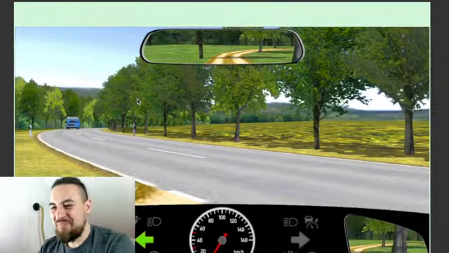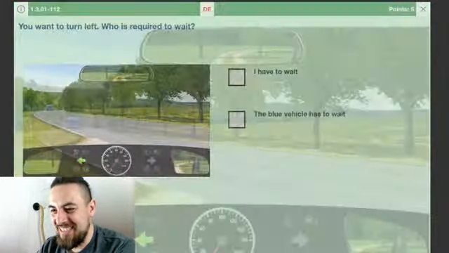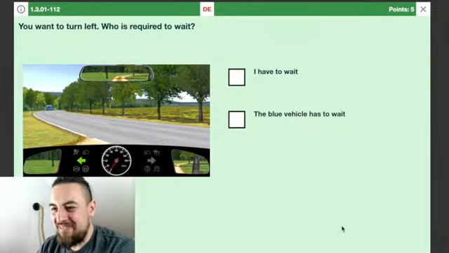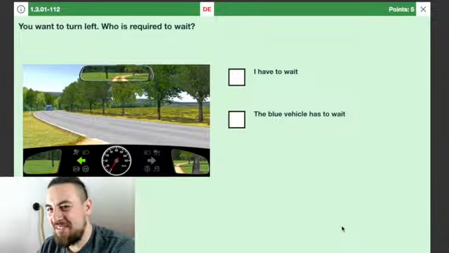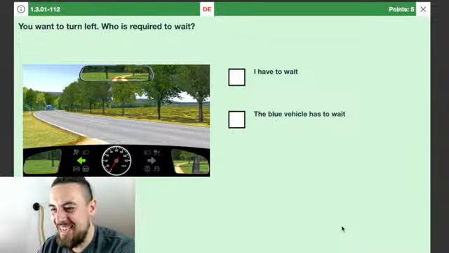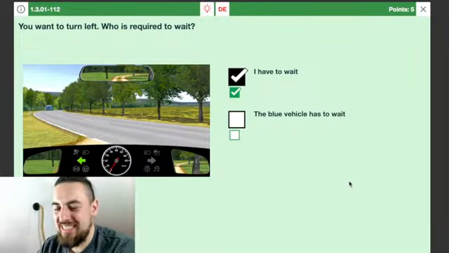All right, let's close that one. I want to turn left. Who is required to wait? I have to wait. The blue vehicle has to wait. So you have seen this picture quite long, and now longer than me, so I will go straight ahead. I have to wait. So why? I'll first solve it. Yes.